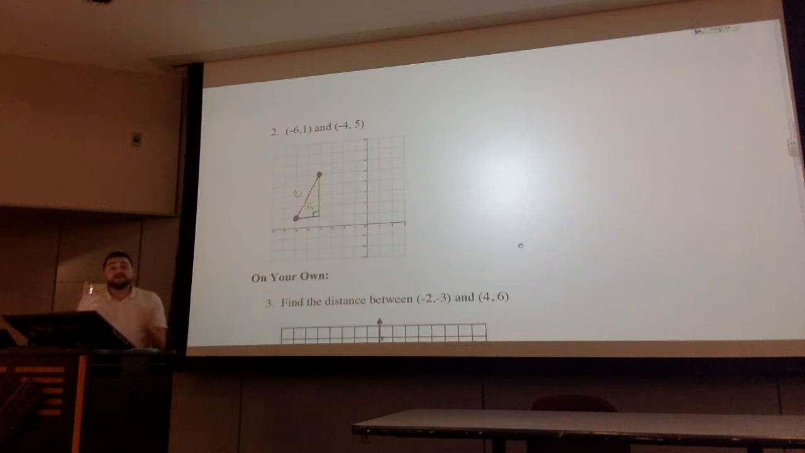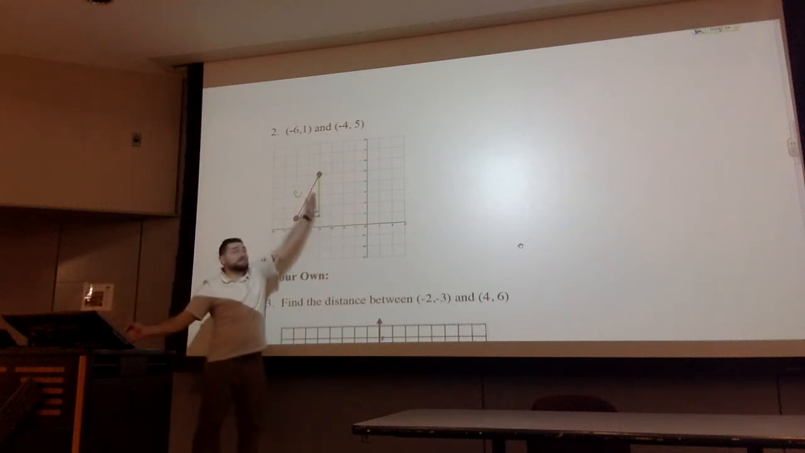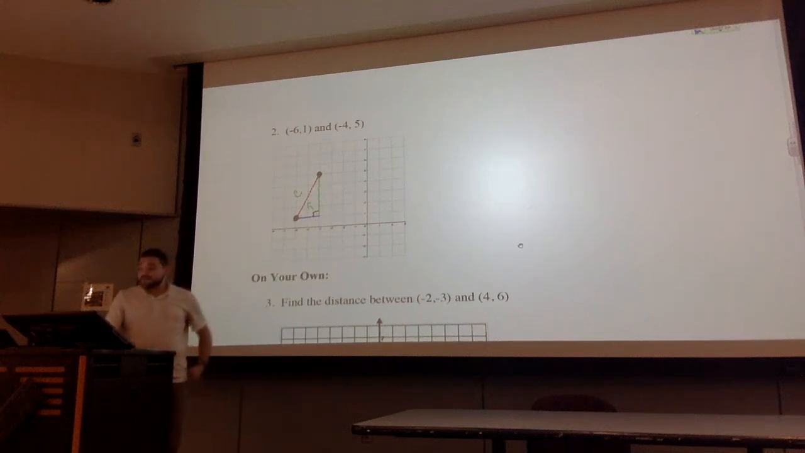So now we need to count the number of squares that this length and this length take up. And so when I count the blue side, I see it's only a length of 2. So I'm going to label that with a 2. And then when I see the green side of the triangle, I see that it's a length of 4. So I'm just going to label that side with a 4. And now we're going to go back to target 1 again and label A, B, and C, plug it into our formula, and then solve for the length of C.